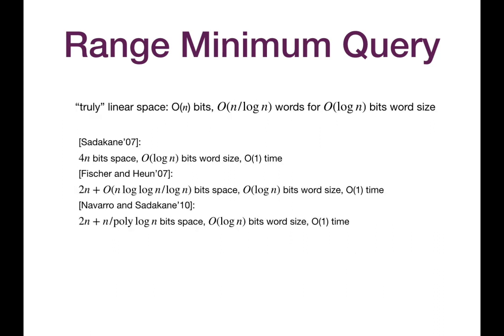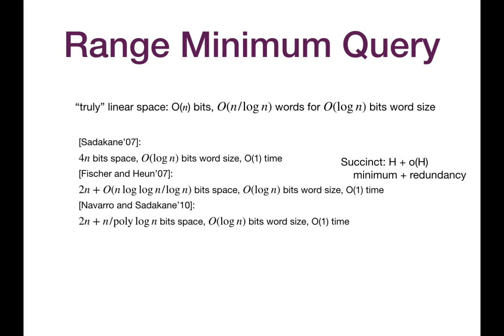In 2007, Sadakane presented the first linear space data structure for RMQ. Later, Fischer and Heun presented the first succinct data structure for RMQ. A data structure is called a succinct data structure if the space usage is close to the minimum space usage to store the data. The extra space usage is called redundancy. Three years later, Navarro and Sadakane improved the space upper bound to 2n plus n over polylog n bits.